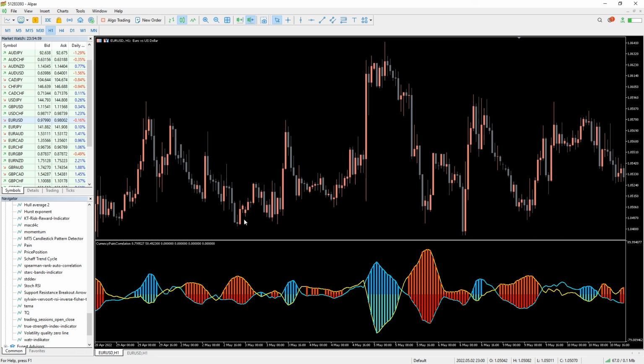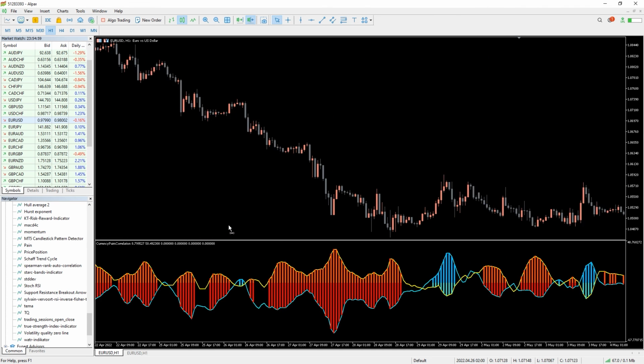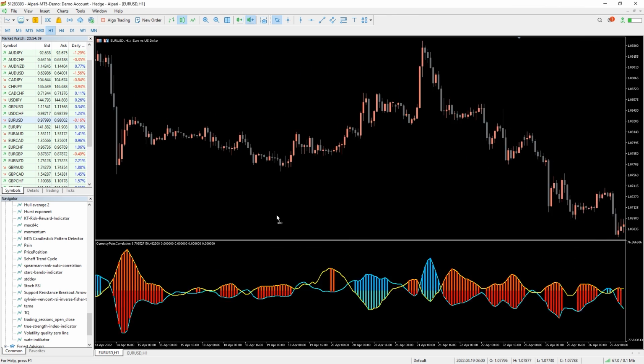Obviously, currency pairs correlation indicator for MetaTrader 5 is the best tool for forex traders to understand the correlation and apply it in various trading strategies.